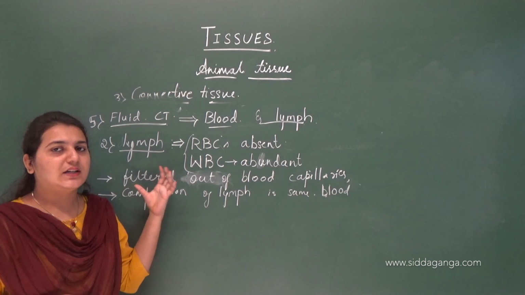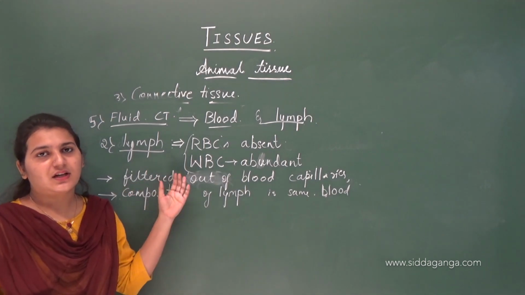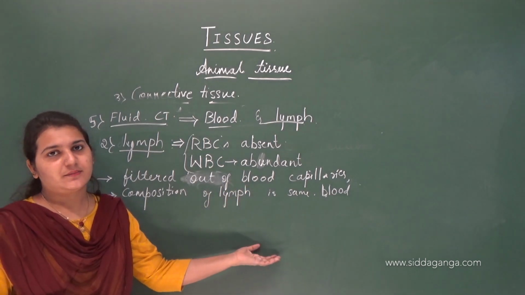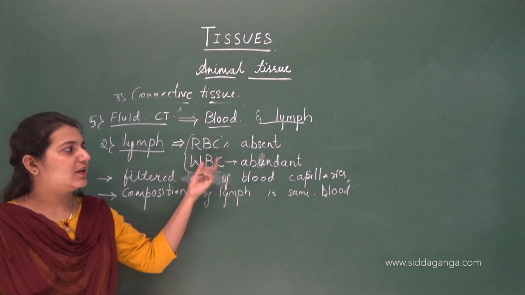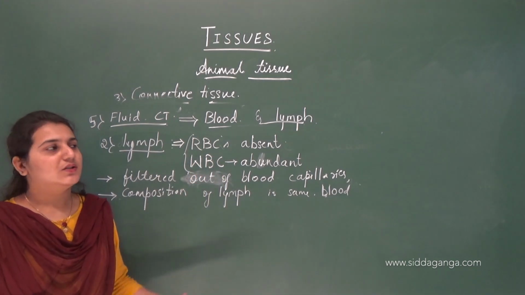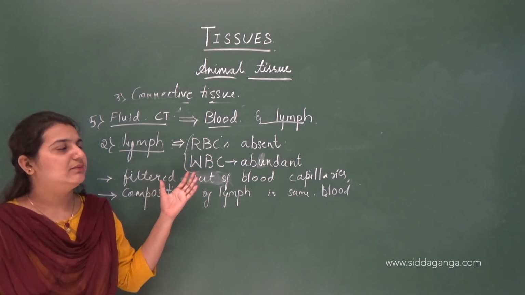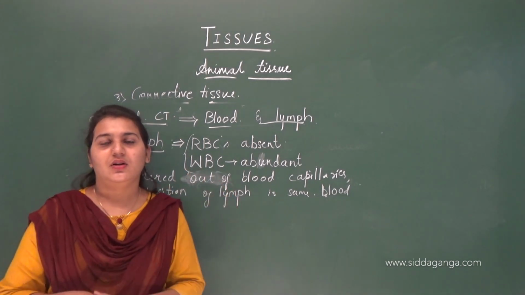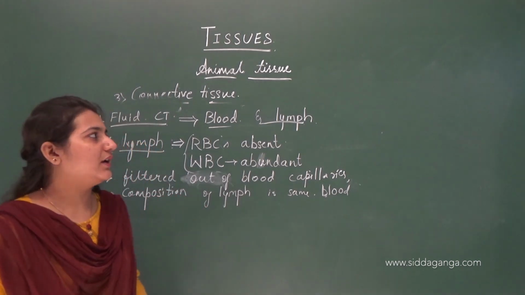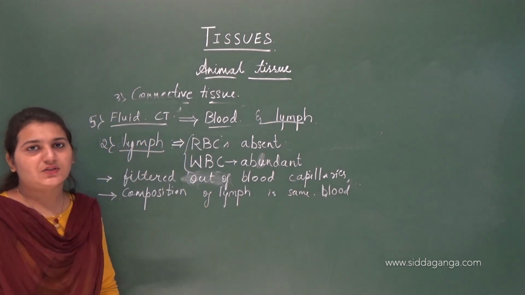Lymph is the colorless fluid. It is a colorless fluid filtered out of blood capillaries, and hence it lacks RBC, whereas it is abundant in WBC. So this is all about blood and lymph, and about connective tissues. Now let us see the last and important tissue, that is nervous tissue.